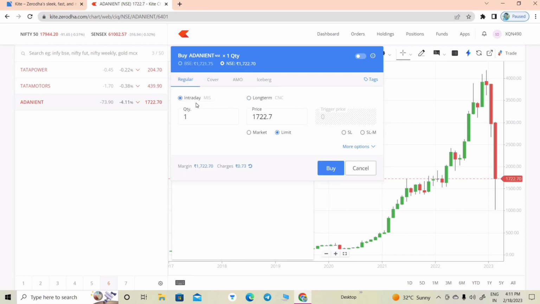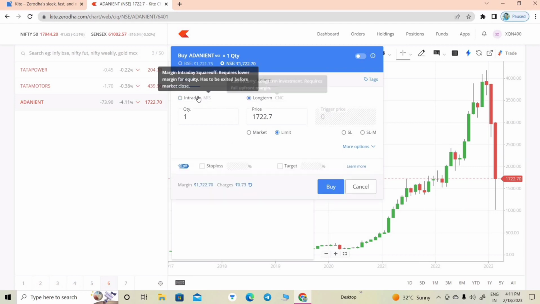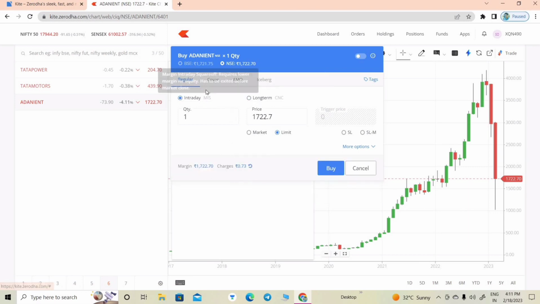Mainly, another difference between intraday and long time is in the margin option, where we can see that there are intraday and long time options. Actually there is no leverage available for this Adani Enterprises. We can use other kinds of shares where we can see leverage is available. That is the difference between intraday and long time.